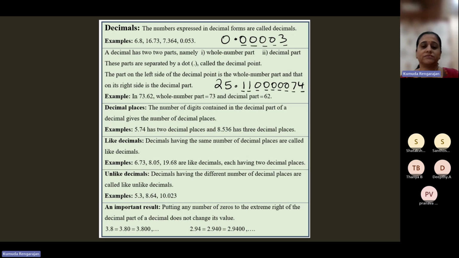All right? If 0.003 is there, the 0 can be cancelled or not? Here, in this example, is it?